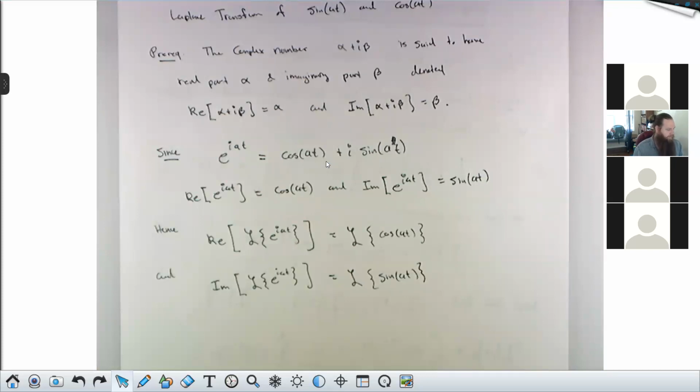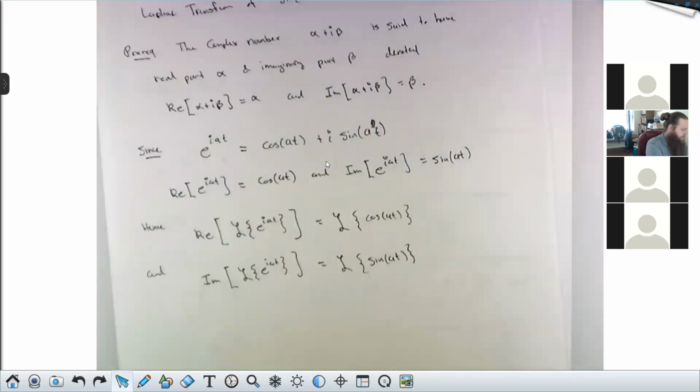So we're going to use this. And we're going to bravely calculate the Laplace transform of the complex exponential e to the iat. At the end, there will be a little bit of algebra, but I promise you it's nothing too bad.